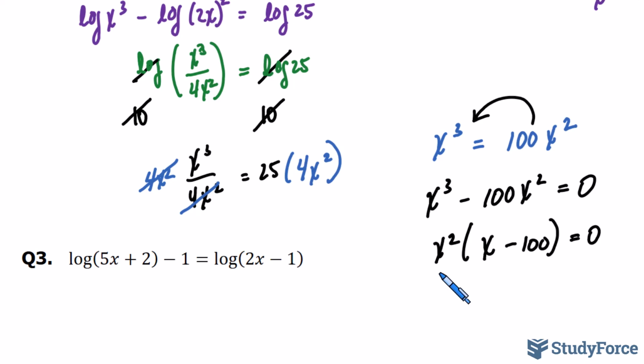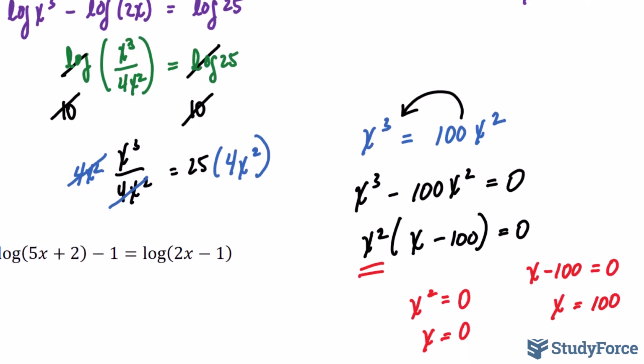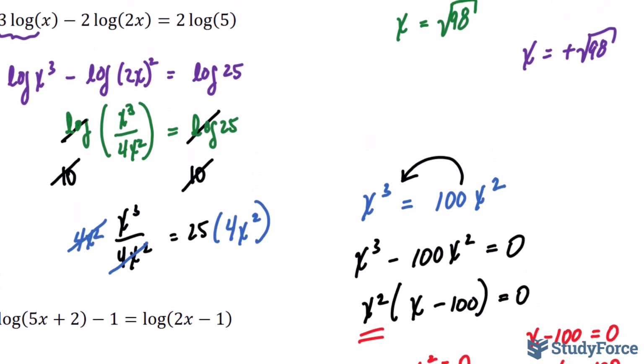So I'll start by looking at this factor first. x squared is equal to 0. This means that x must equal 0, if we take the square root of both sides. We'll check for validity in a moment. Similarly, we'll set x minus 100 equal to 0. And if we solve, we end up with x is equal to 100. So let's check if 0 and 100 will work.